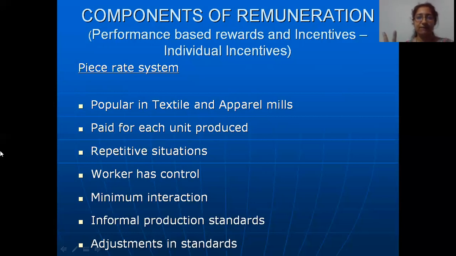If you're producing 5 units, you will get a certain wage. If you're producing 10 units, you will get more wage. If you're producing 15 units, you will get even more wage. If you're producing only 4 units, you will get less wage. This is how a piece rate system works. So normally, this system of payment is followed especially in the textile and apparel industry.